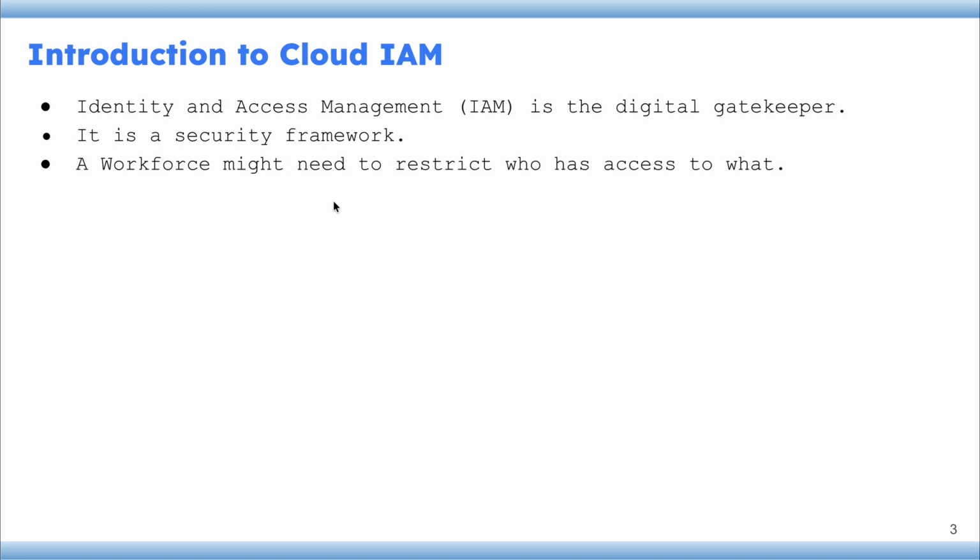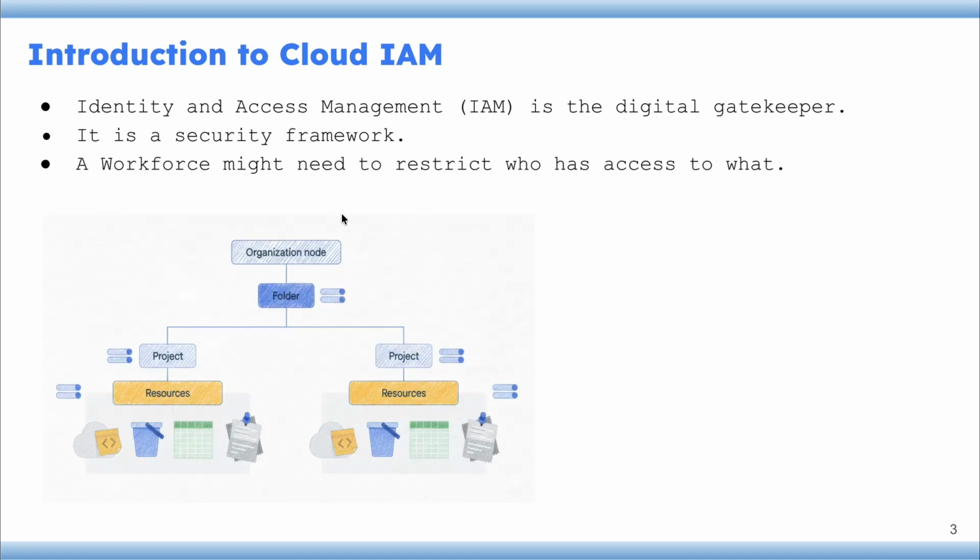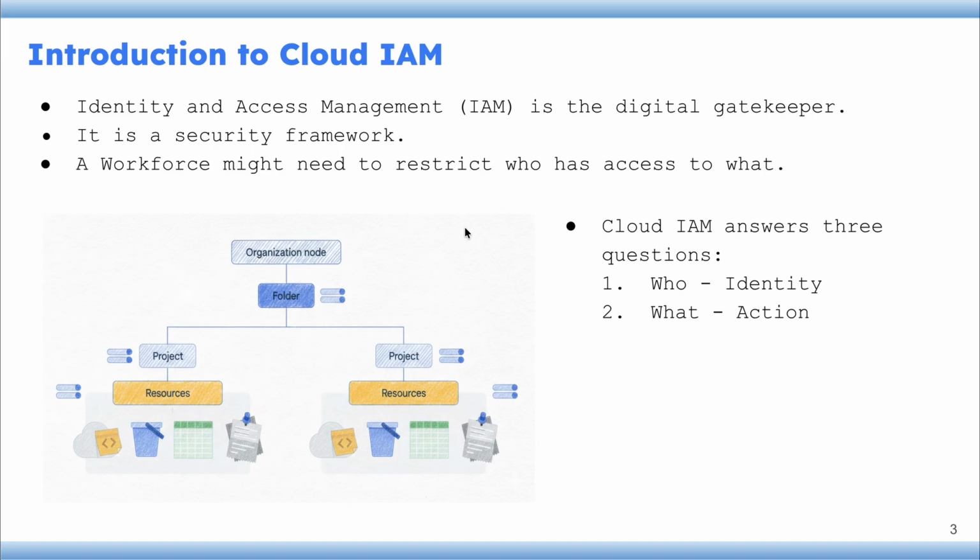And if you recall the resource hierarchy model, an organization node contains lots of folders, projects and resources. A workforce like this might need Cloud IAM to restrict who has access to what. And Cloud IAM basically answers three questions. The first one is who is the user or service. Basically it deals with the identity. And the next one is what are they allowed to do, whether they are able to create, delete or update. Basically it tells the action. And the third one is on which resources and under what conditions. IAM basically answers these three questions.